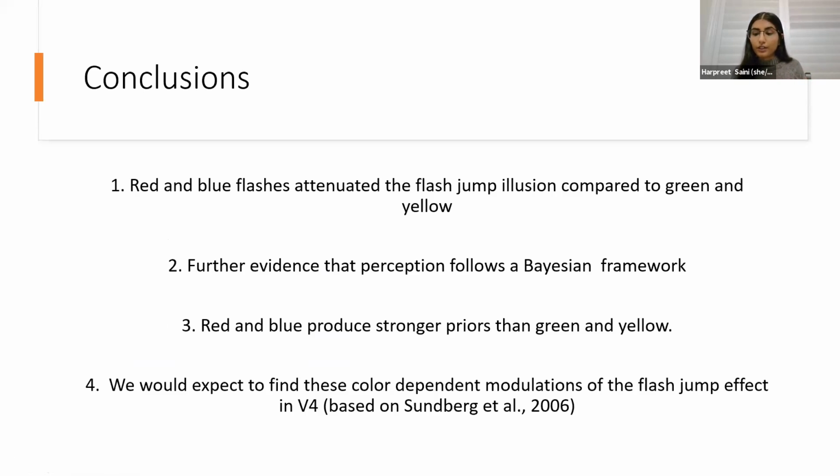However, our results here have shown that the color of the flash biases the strength of the priors, resulting in different levels of mislocalizations based on the inherent strength of the color. In our case, red and blue produce stronger priors than green and yellow. And lastly, based on previous work by Sundberg et al., we would expect to find these color-dependent modulations of the flash jump effect in V4, but that would require further neuroimaging or recording studies.